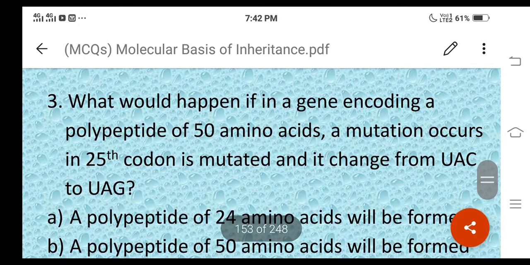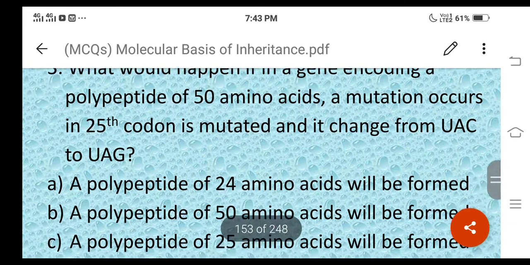Question number 3. What is the question here? What would happen if in a gene encoding a polypeptide of 50 amino acids, a mutation occurs and the 25th codon is mutated, changing from UAC to UAG? It is nothing but a mutation. The question is based on mutation, regarding only one codon.